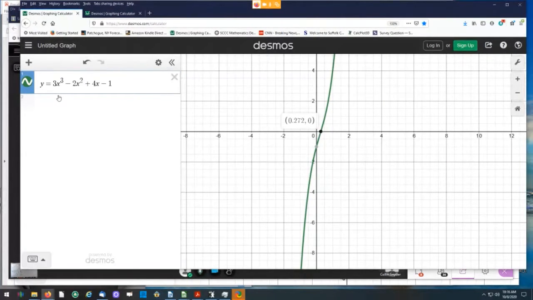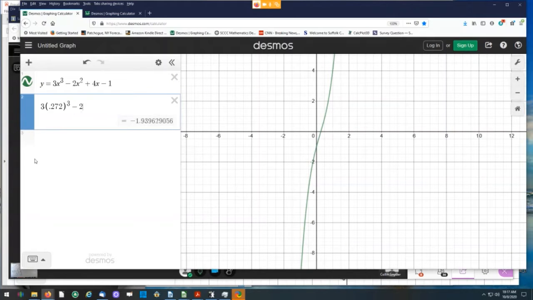Meaning, I could put 0.272. So there's my f. Let's see if it works. Let's try it out over here. So I take 3 times 0.272. Let's see how close we get. Cubed.